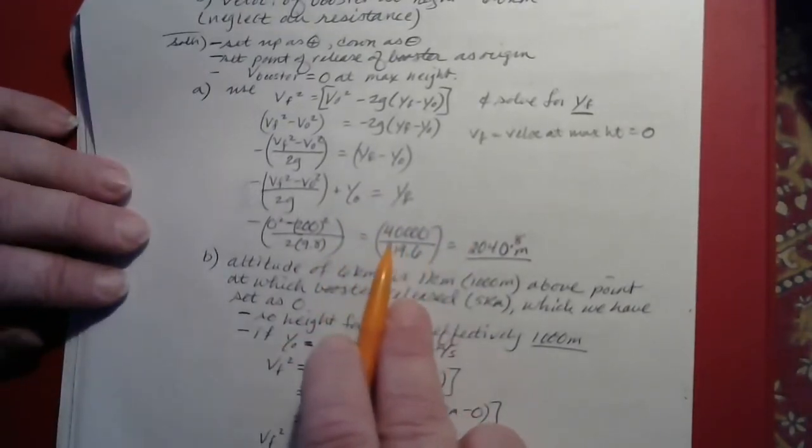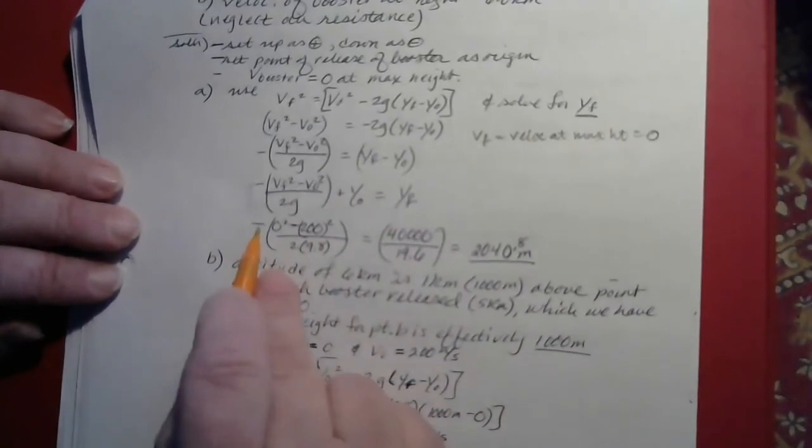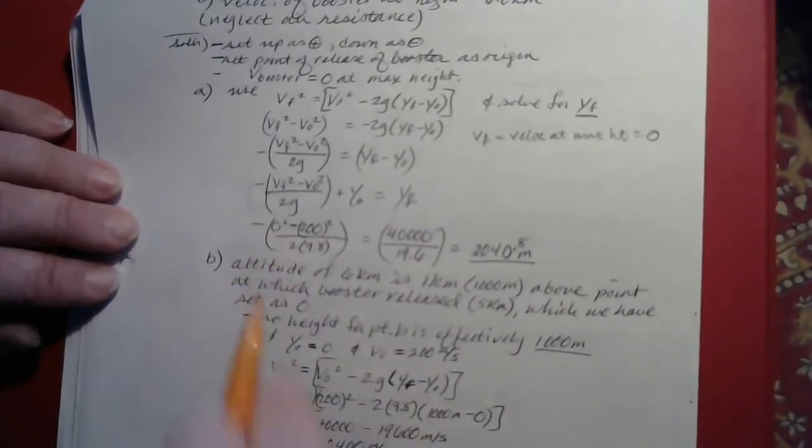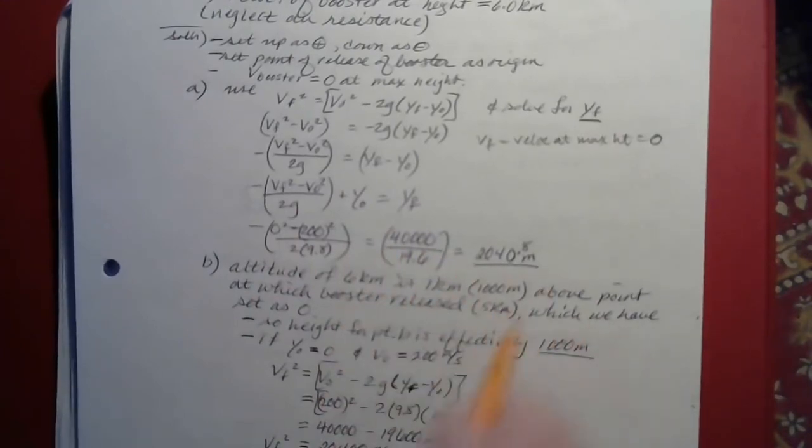That comes out to 40,000, sorry, negative. Oh, right, okay. It's positive because you got a negative and a negative. So I thought I dropped something there. But no, 40,000 divided by 19.6, that's 2,040.8 meters.